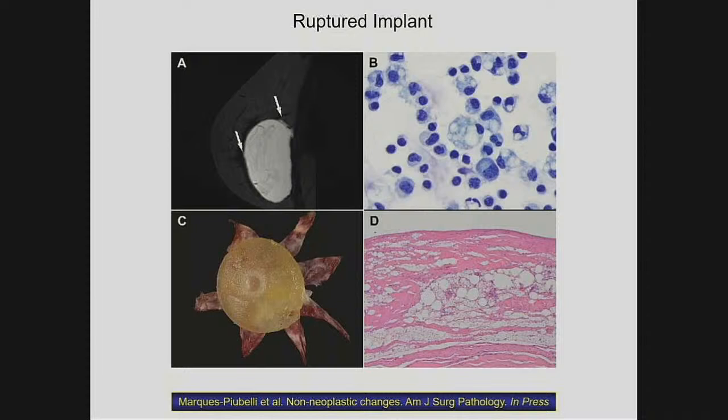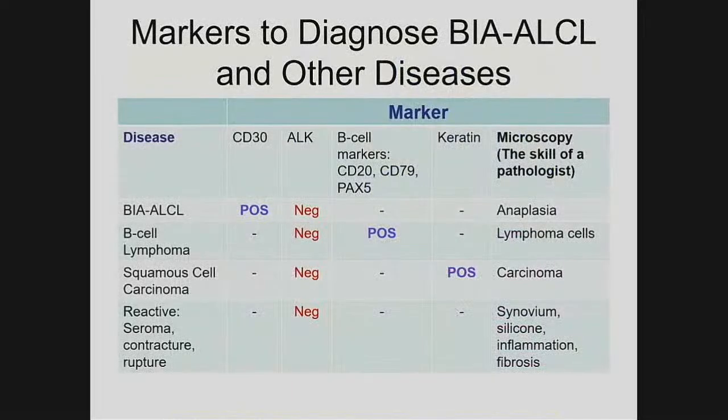This is another example of a ruptured implant, and you can see how the implant has been ruptured and the gel from the silicone is outside. And this goes through the capsule and appears like clusters of jello. And then when you see the cytology, there are a lot of reactive small lymphocytes and macrophages which are phagocytizing silicone. So again, the question always is, how about the markers?